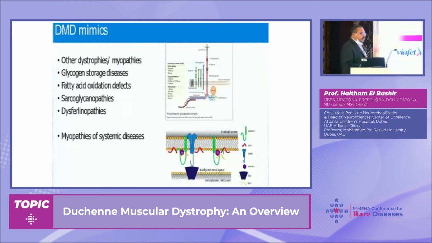There are always mimics for all these neuromuscular disorders, and I don't need to go over this, but there are other dystrophinopathies, myopathies, glycogen storage disease, fatty acid oxidation disorders, sarcoglycanopathies, and dysferlinopathies. And always you can have patients presenting with proximal muscle weakness. They look like Duchenne muscular dystrophy with a positive Gower sign because they have systemic diseases.